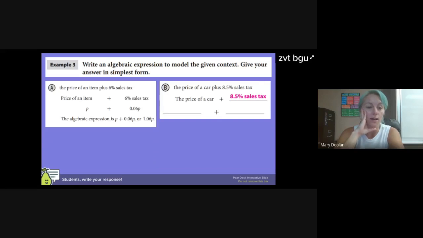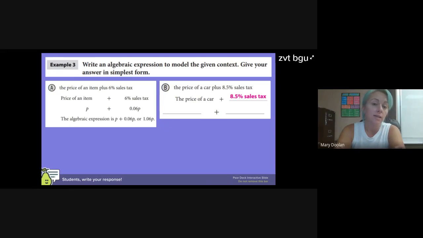It says the price of an item plus 6% sales tax. Price of an item plus means addition, 6% sales tax. So they've taken the phrase and changed it into, we know what operation we have now, we're adding. And when you don't know the value of something, what number it is, that's where you use a variable. So the price of an item is going to become a variable. In this case, they're using P.